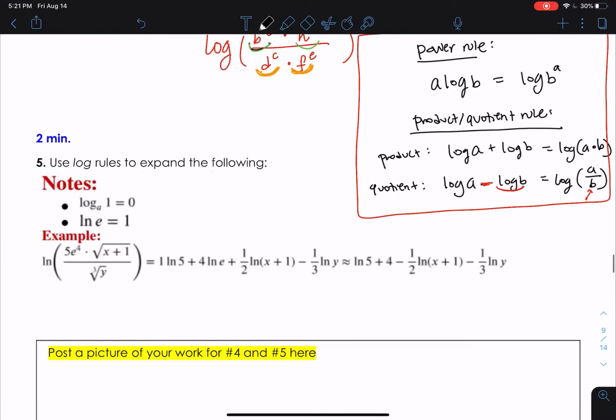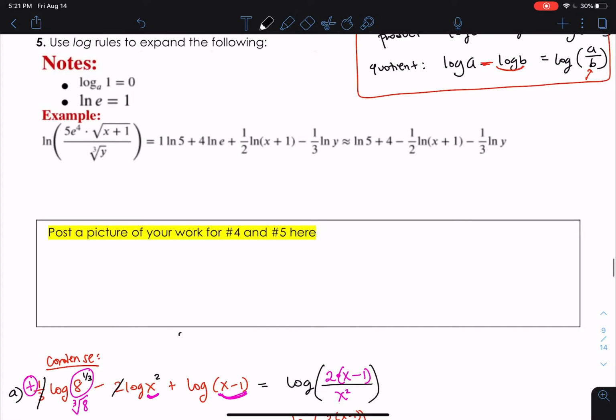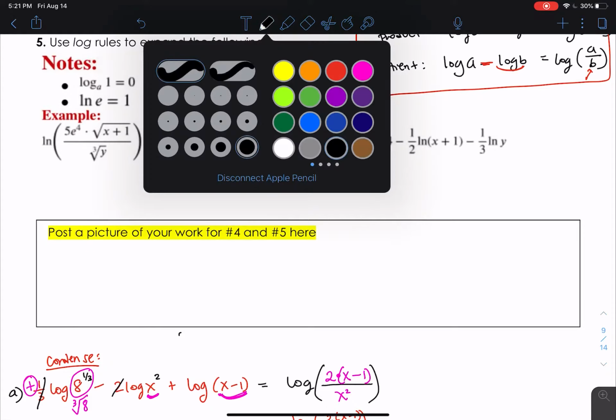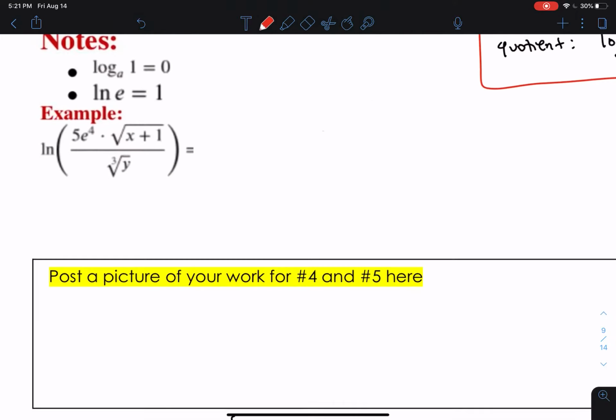Okay, now for the second half of this video, we're going to expand our logarithm. So expanding is just going backwards. Let's see if I can convince you that it's also super duper easy. Check this out. In this example, I have 5e to the 4th times square root of x plus 1 all over the cubed root of y.